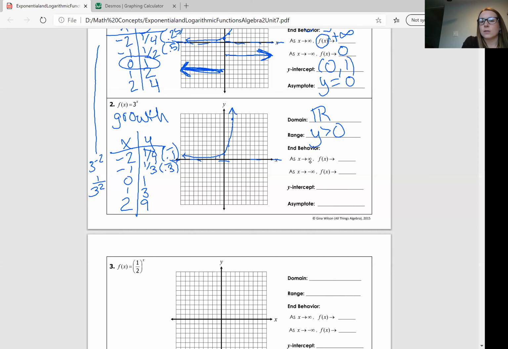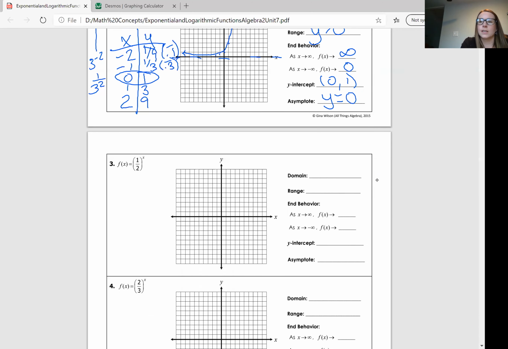And behavior as x approaches infinity. So as x is positive, what's happening to your y values? They are also positive, so they're approaching positive infinity. As x approaches negative infinity, so we're looking over here, these values are approaching 0. Y-intercept, again, you can look in your graph, it's 0, 1. And your asymptote, again, because it doesn't cross this line, is y equals 0. All right, hopefully that's good.